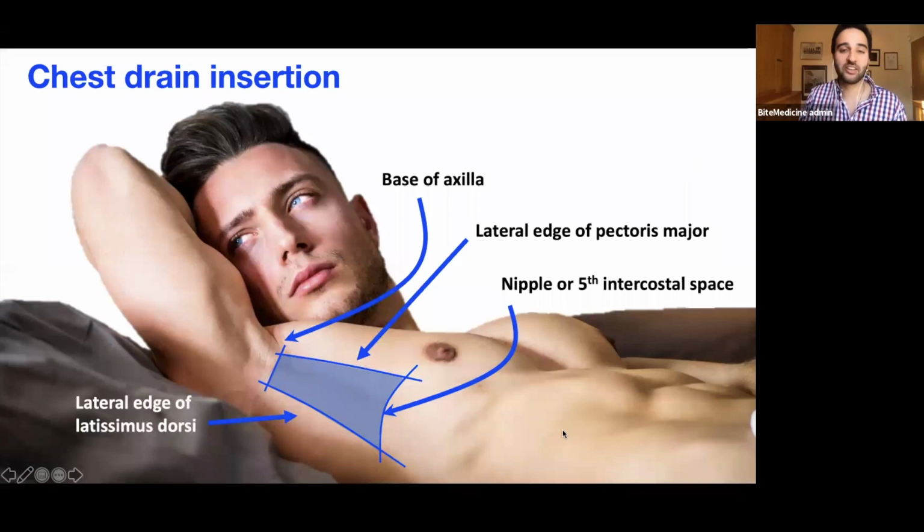So this is where you're going to insert your chest drain. I can't even take it seriously. This is where you're going to insert your chest drain.